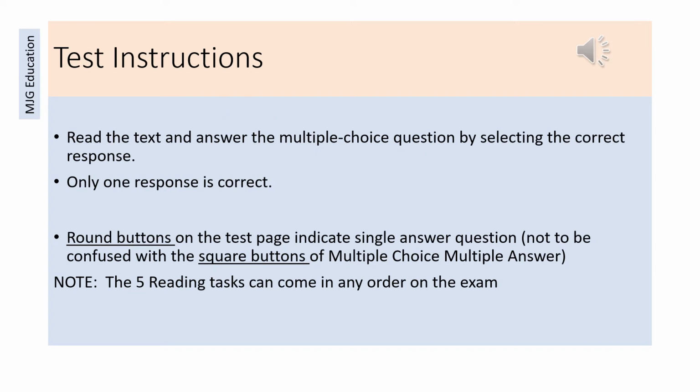This is what the test instructions will look like on the test. It will say, read the text and answer the multiple choice question by selecting the correct response. Only one response is correct. They also have this note: the round buttons on the test page indicate this is a single answer question, and these are not to be confused with the square buttons of multiple choice, multiple answer questions. Note too that the 5 reading tasks, multiple choice, single answer, multiple choice, multiple answer, reading and writing fill in the blanks, and reorder paragraph, can come in any order on this exam.